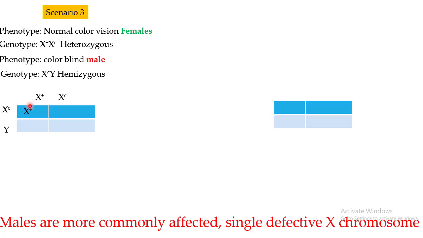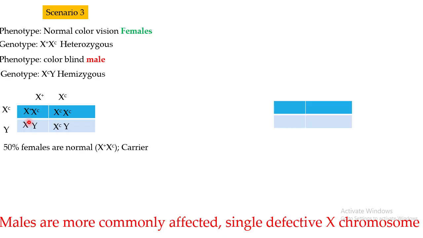So the X plus that is coming from the mother, the XC that is going to come from the father. In this particular case, the XC that is coming from the mother, and the XC that is again coming from the father. Now the X plus that is coming from the mother, the Y that is coming from the father. Now the XC again that is coming from the mother, and the Y that is coming from the father. Now this time the things seem a little bit more elaborated.